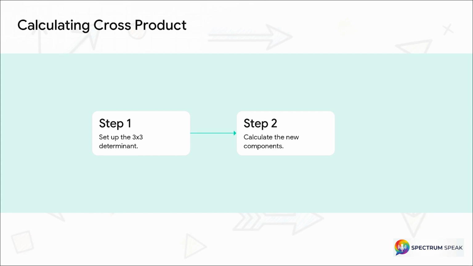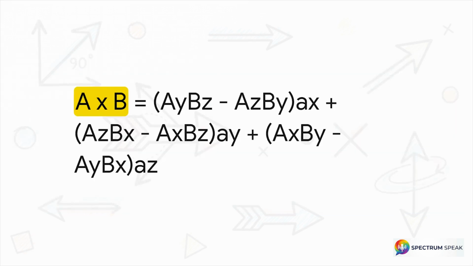Okay, so how in the world do you calculate this thing? It looks a little scary, but it's really just a mechanical process, using something called a 3x3 determinant. You just set up a little grid: the unit vectors go on top, the components of your first vector go in the middle, and the components of your second vector go in the bottom. So when you crunch the numbers on that determinant, this is the formula that pops out.